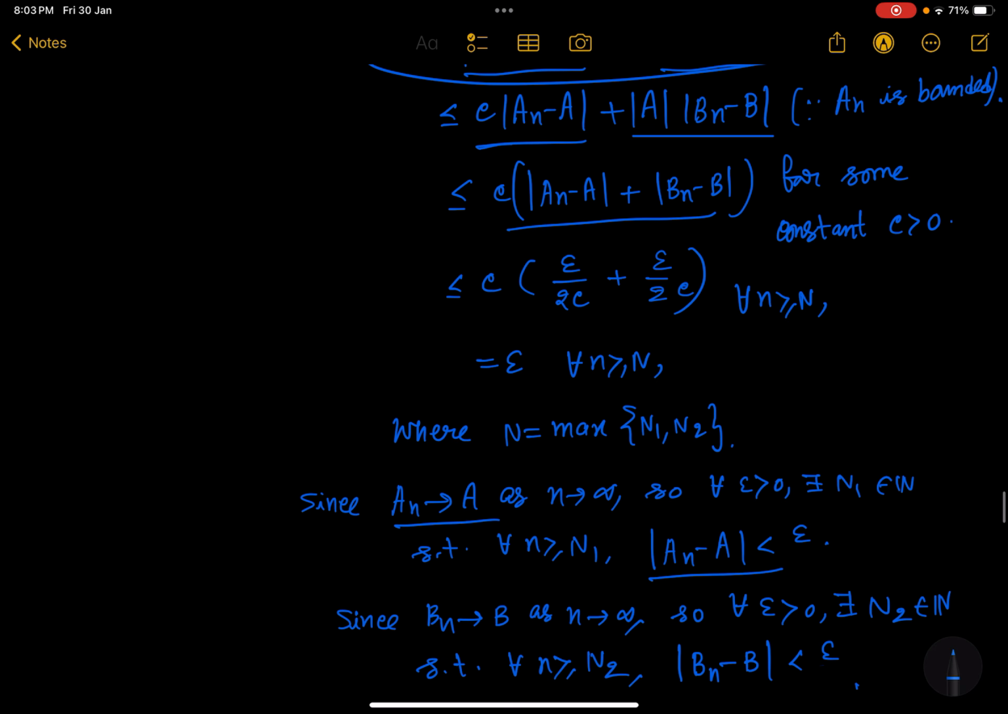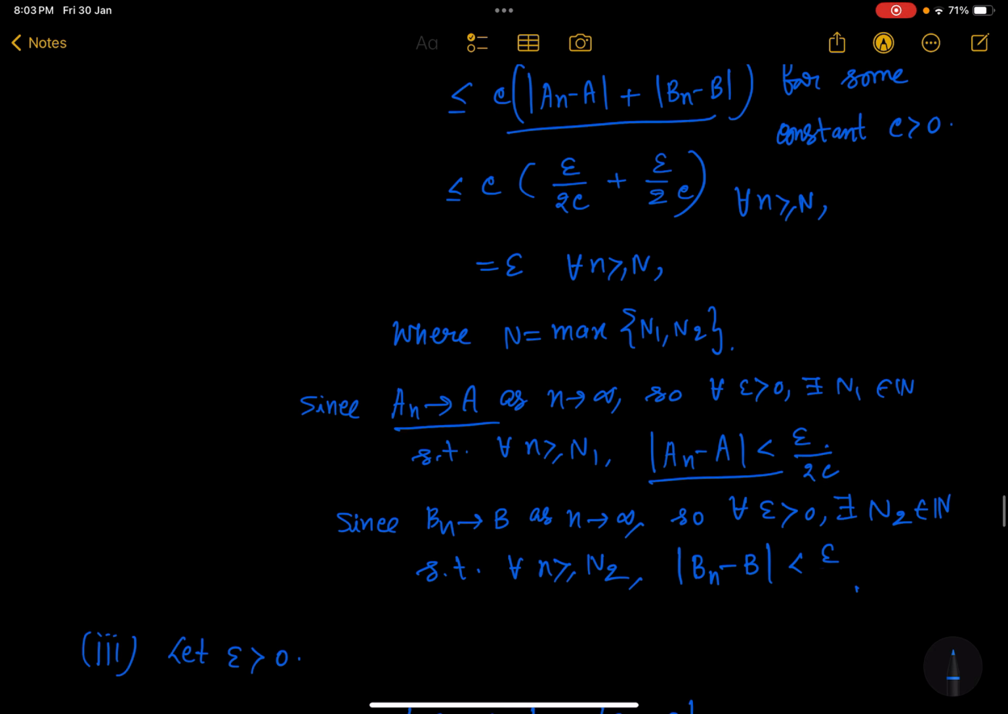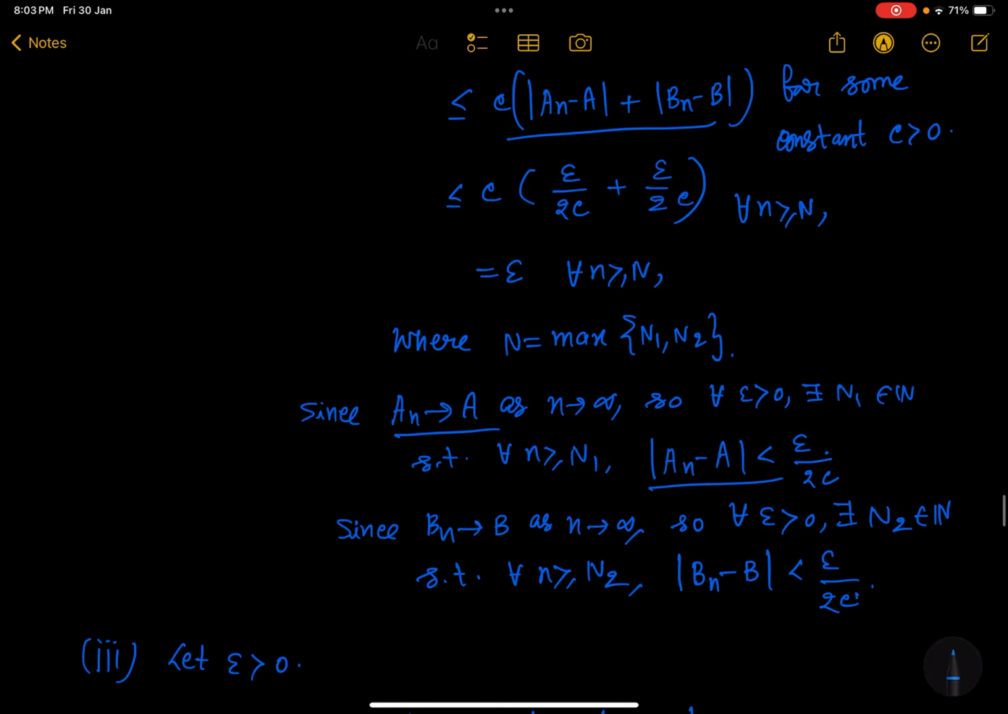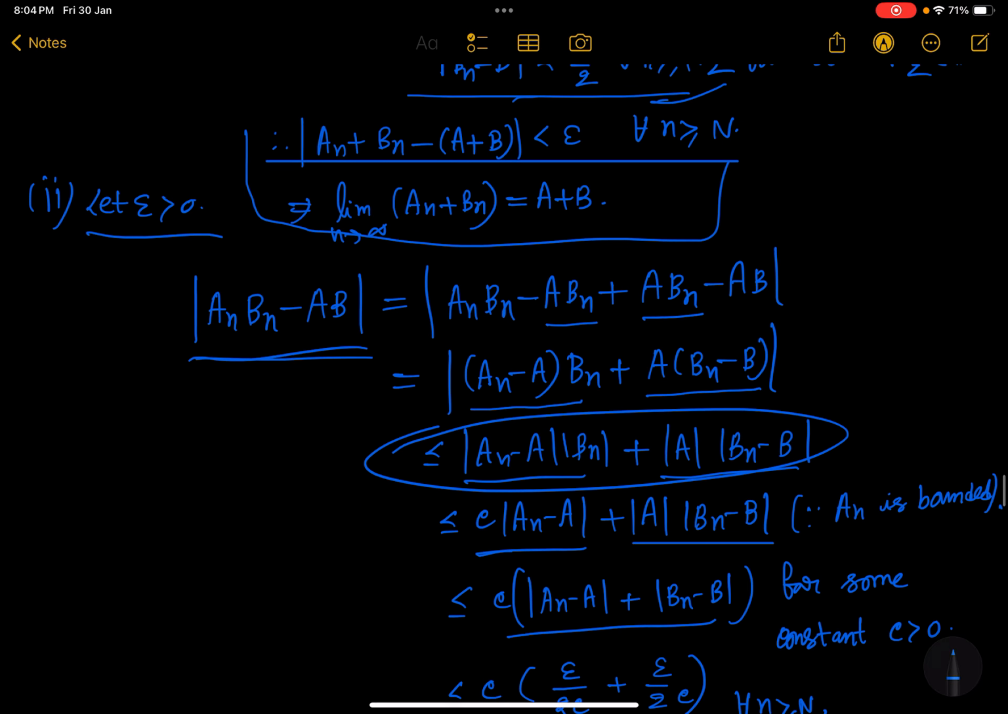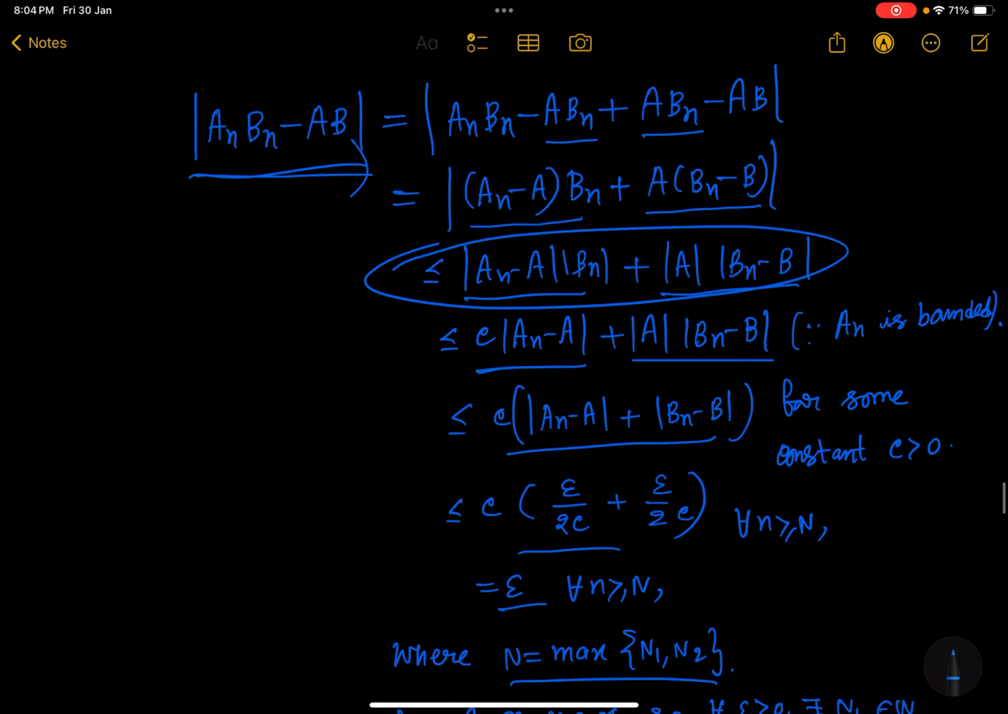In fact, I can write that this is less than epsilon by 2c. Same thing I can do here. I may get different natural numbers n1 and n2, so I'll take the maximum and I can apply this. Apparently I'll get epsilon. So this says that their product will converge to the product of their limits, right?